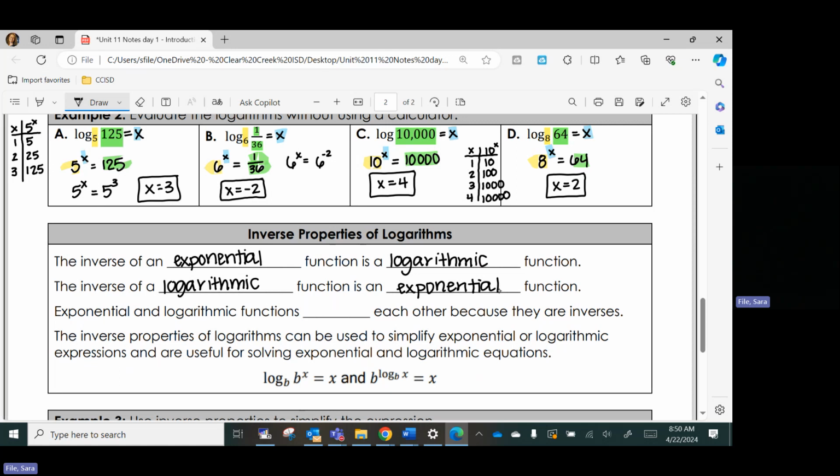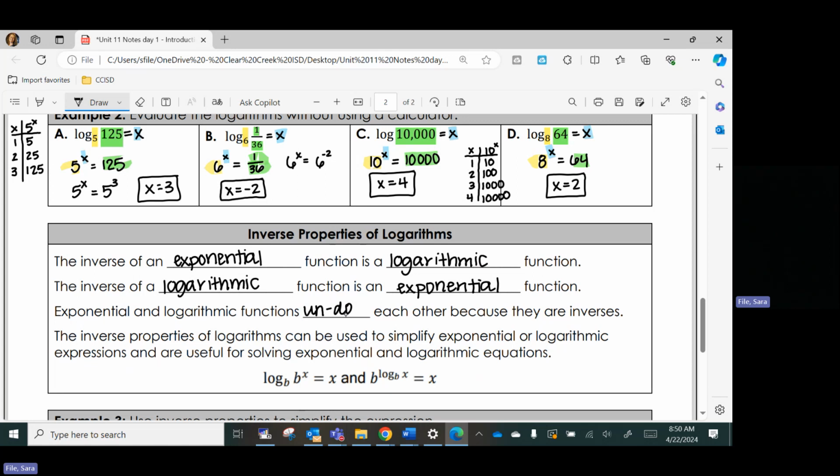Exponential and logarithmic functions negate each other, or undo each other, because they are inverses. The inverse properties of logarithms can be used to simplify exponential and logarithmic expressions and are useful for solving exponential and logarithmic equations.